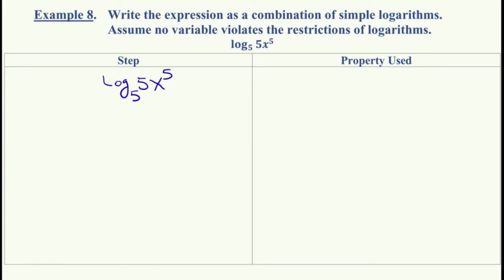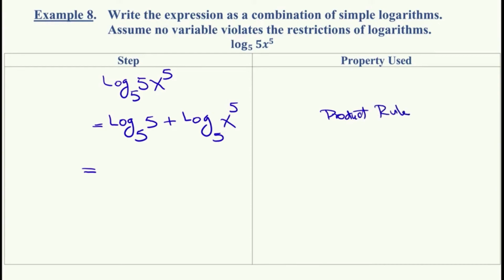So let's go ahead and first and foremost apply the product rule. So we get log base 5 of 5 plus log base 5 of x to the 5. So here the property we used was the product rule. And of course, we used it from left to right.